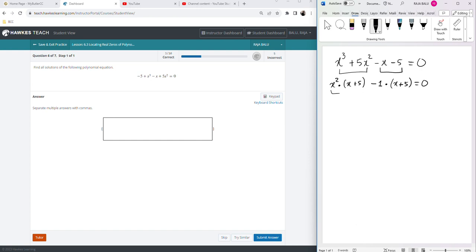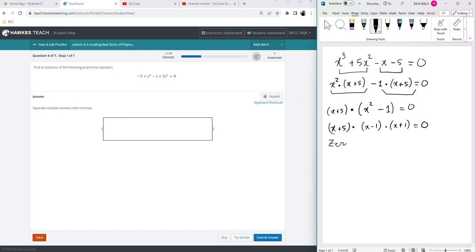So between the first group and the second group, I see that x plus 5 is multiplying both of them. So I can factor out the x plus 5. And what is left in the first group? x squared. Second group, what is left? Negative 1. So I got this. So x squared minus 1 is essentially x plus 1 times x minus 1. It's one of the factoring things we did much earlier in the class. There you go. So you have 3 factors.